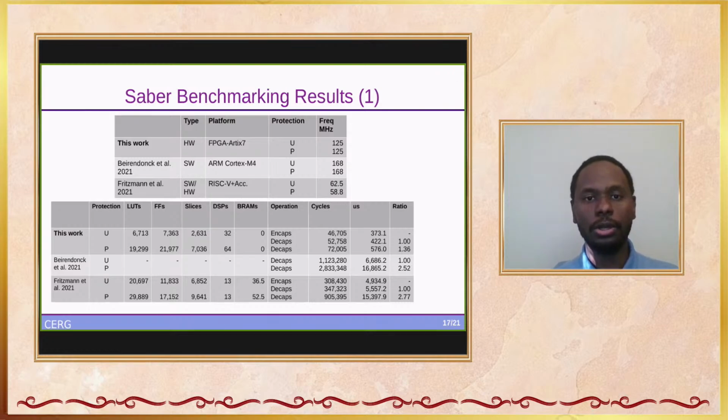Here is a comparison of our work with previous works. There are two implementations of masked Saber.